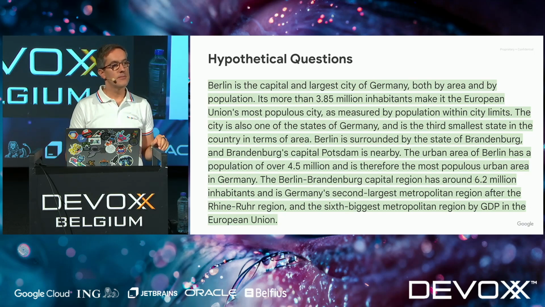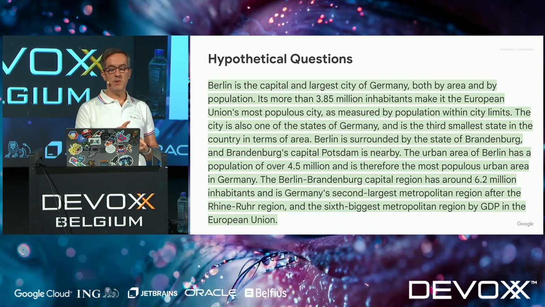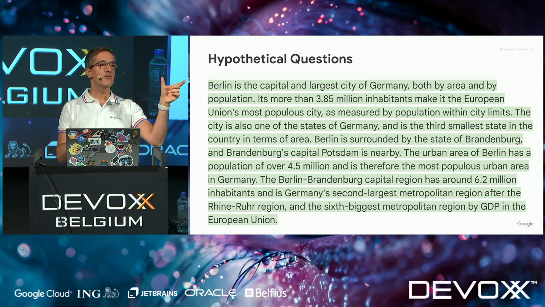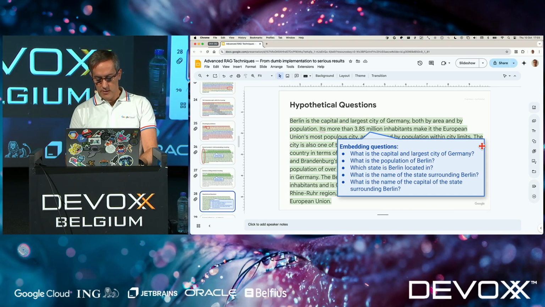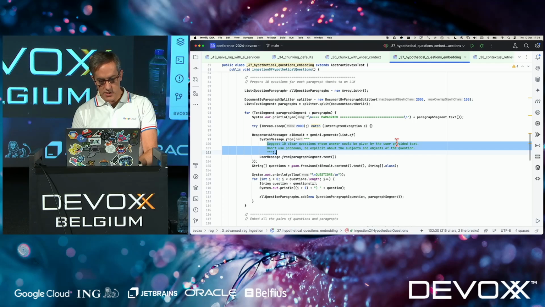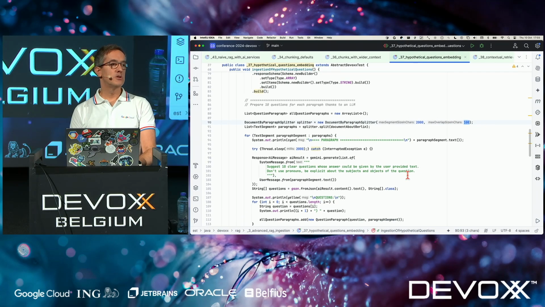I'm sorry, the character count and the splitting. How do you define them? So, the character count and splitting: here I'm just splitting by paragraph. I think I said in the code, what was it? 2,000 with a 100 overlap. So it gives a good paragraph size.